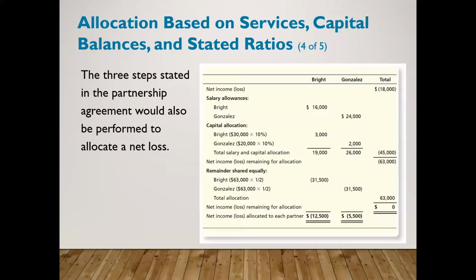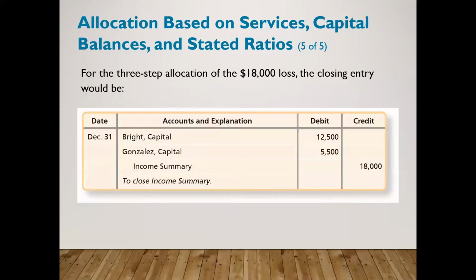So after these allocations, the profit and loss sharing ratio will be applied to the unallocated profit or loss. For this allocation of the $18,000 loss, the closing entry would debit Bright Capital for $12,500, debit Gonzalez Capital for $5,500, and credit income summary for $18,000.